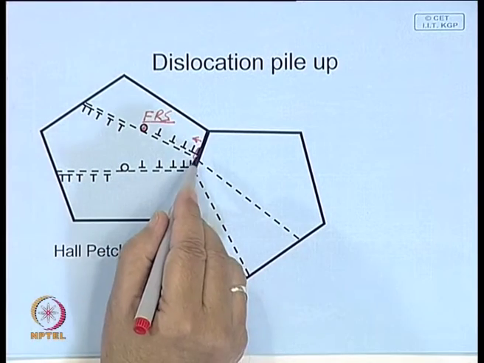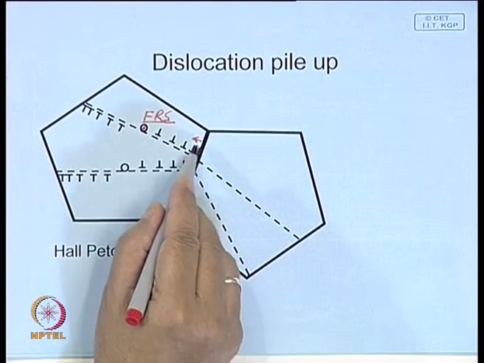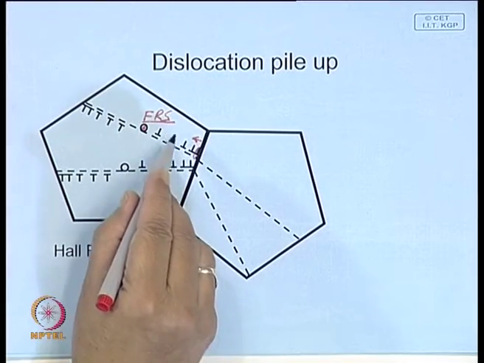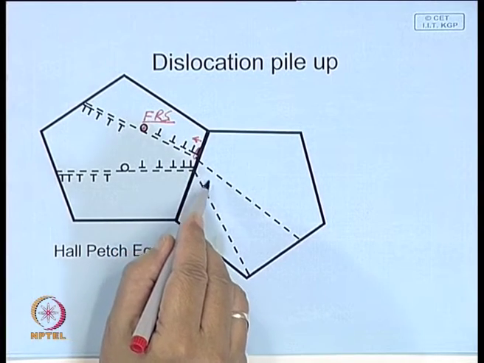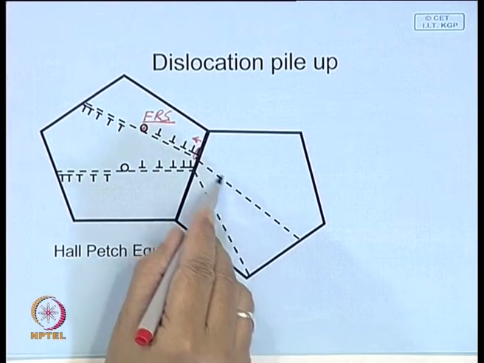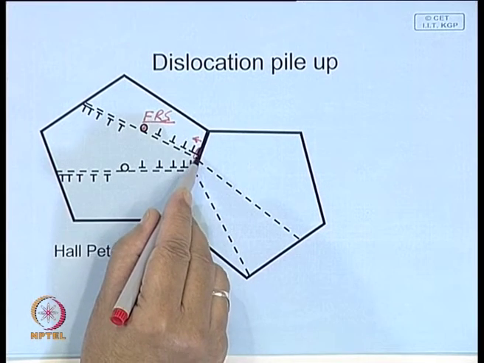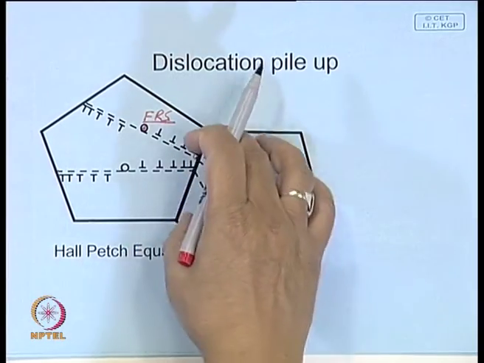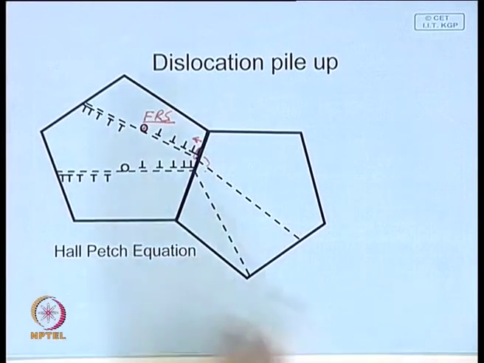Now, what will happen is, the dislocation at the head of this pile up will be subjected to a sufficiently larger stress, and it is possible to calculate it. When the stress becomes large enough, it can initiate another dislocation source to operate here, or else it can create a step, move into the neighboring boundary, and generate a dislocation on this particular slip plane. And when can this happen?